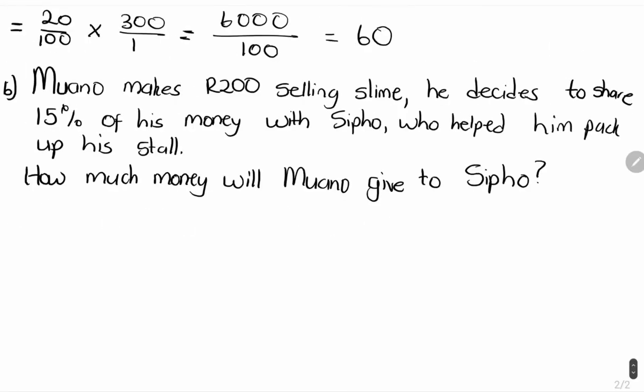Right, second question. Moano makes 200 rands selling slime. He decides to share 15% of his money with Sipho, who helped him pack up his stall. How much money will Moano give to Sipho? Right? Again, very long-winded question with many words, and now you're thinking about slime and how good it feels in your hands. Forget about all that.